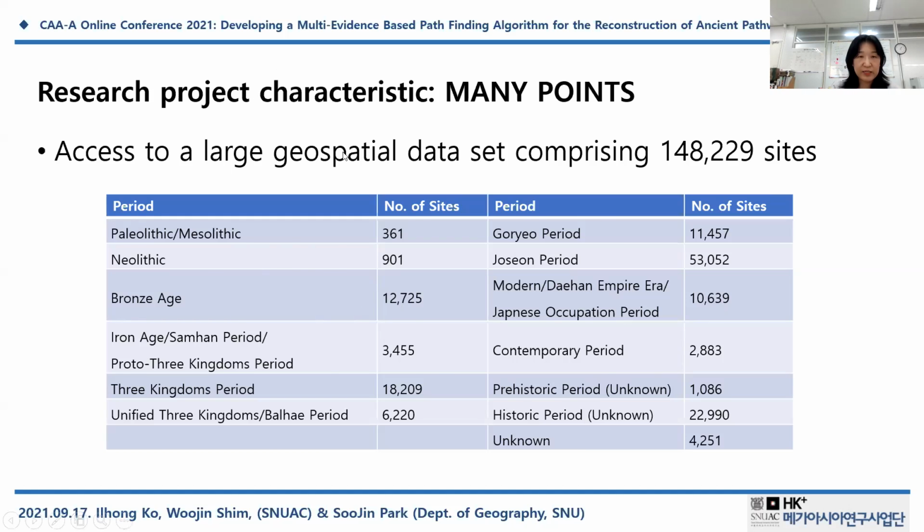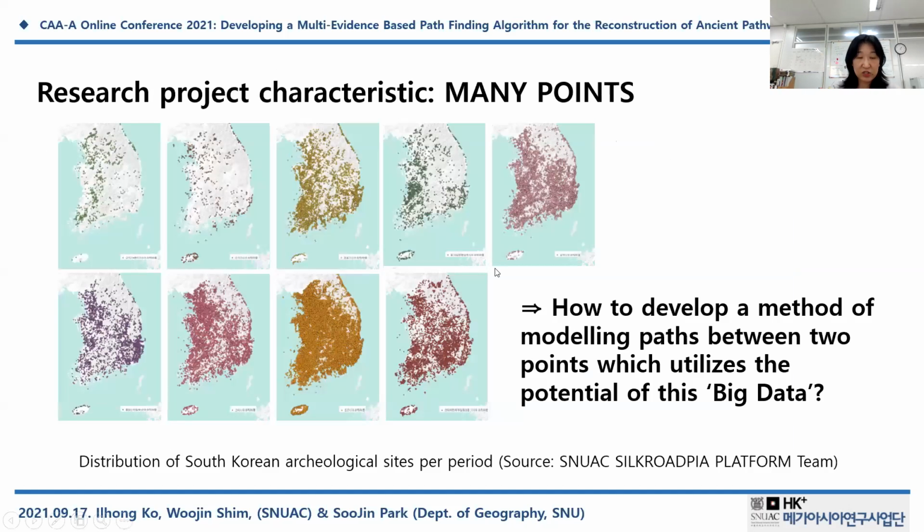Now, expressed as distribution maps, the points would look like this. Now, because we already had this big data, one of our key concerns was not just to model paths between one point to another, but to come up with a method of creating pathways between all of these points. So then how did we begin?